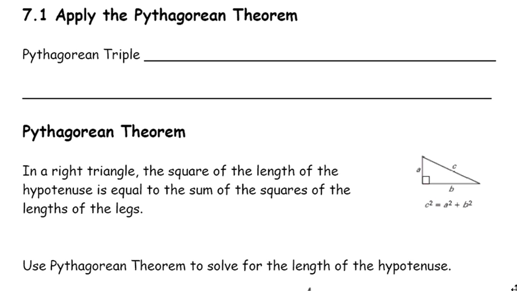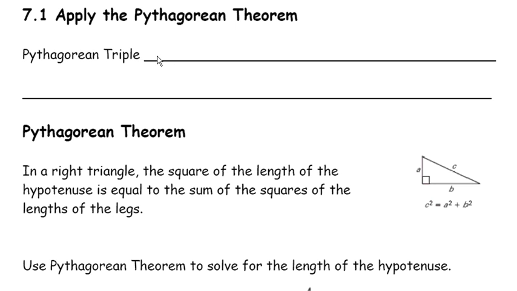Welcome to notes 7.1 and 7.2. These notes are all about the Pythagorean theorem and its converse, which you should already be familiar with. So hopefully this will go pretty quickly and easily. All right, so the first thing we're going to talk about is a Pythagorean triple.